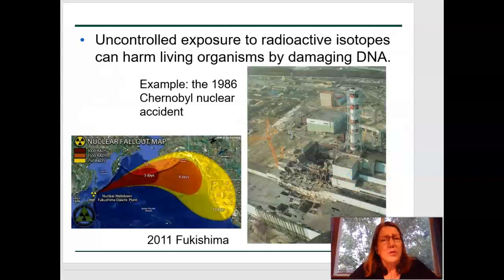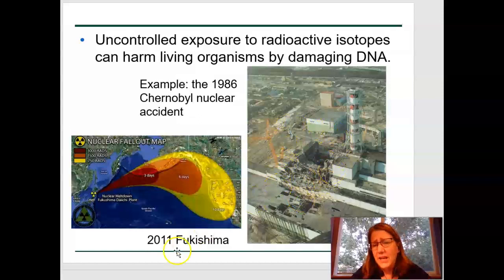So if you have uncontrolled exposure to radioactive isotopes, this is going to harm organisms, damages the DNA. If we look at 1986, which was before many of your times, we had this accident in Russia, the Chernobyl nuclear accident, where one of their nuclear power plants had a meltdown. This is still very, very radioactive today.